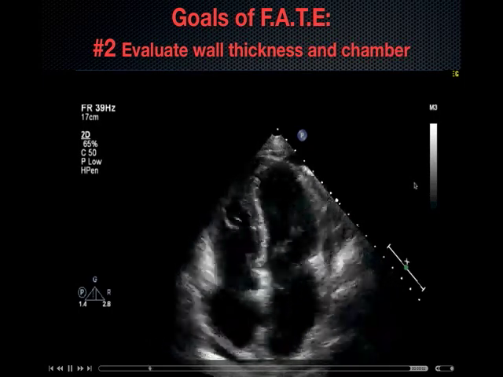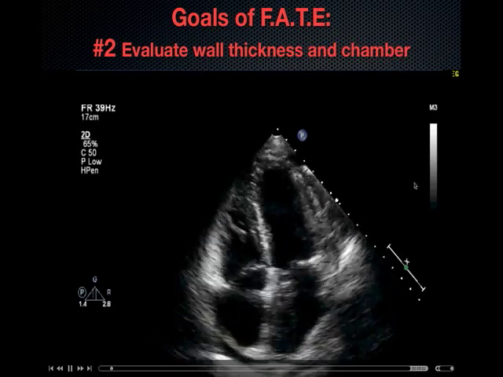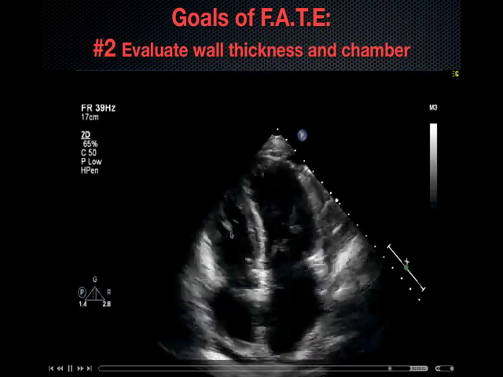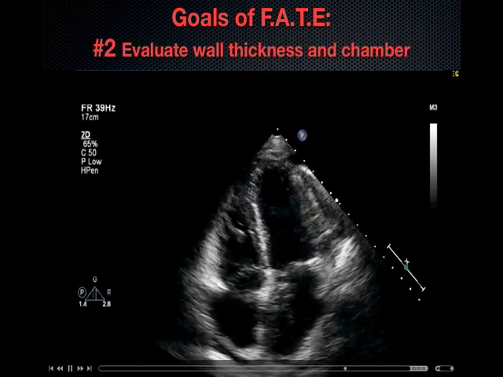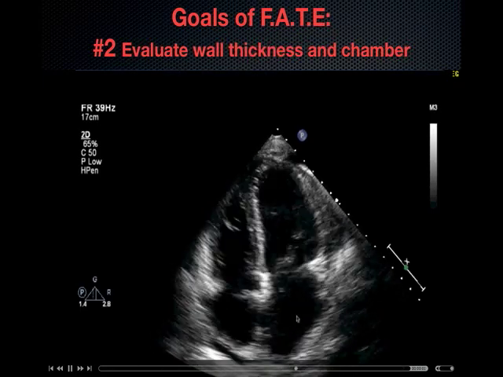Throwing this in here to show you normal. Here we have the left ventricle. The right ventricle is about two-thirds the size and more triangular in shape. And the atria.